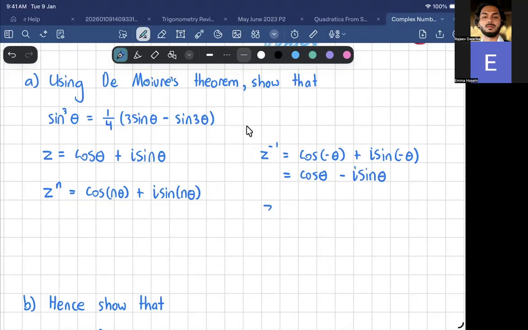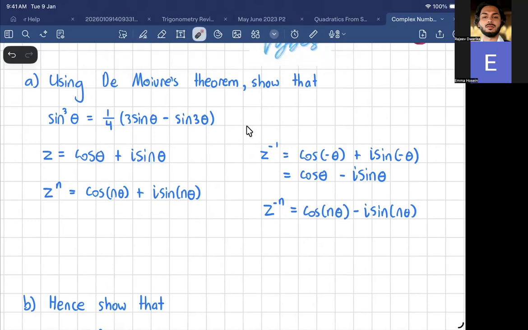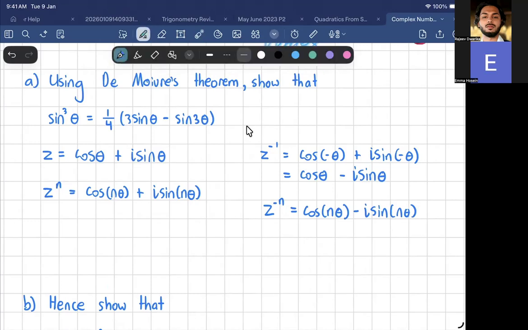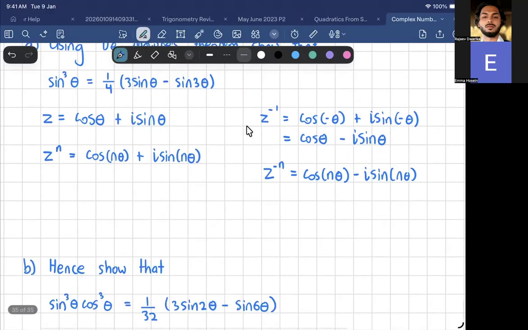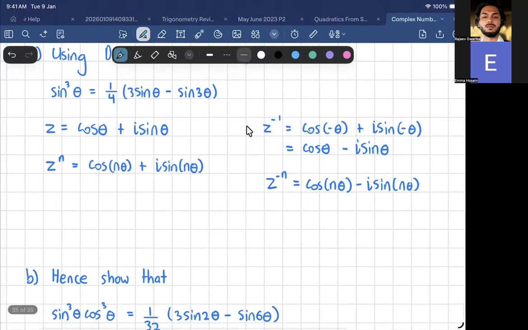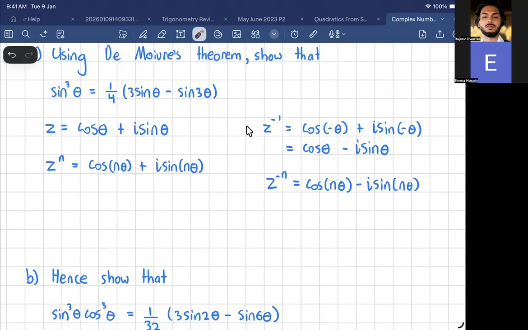And z to the power minus n would just be what? Cos of minus n theta. Wait, no. Correct, it would just be cos n theta minus i sine n theta. Try just speed running that. Yeah, right? So we have z to the power n, z to the power minus n, and z to the power minus 1. Awesome. Now, we want to figure out sine to the power 3 theta. So what could I do with these to get sine?